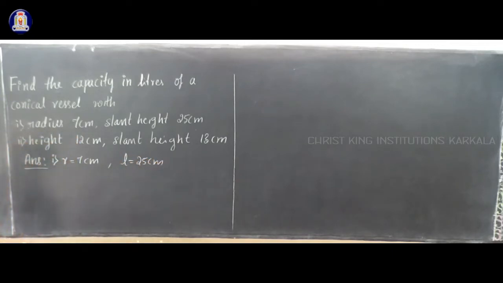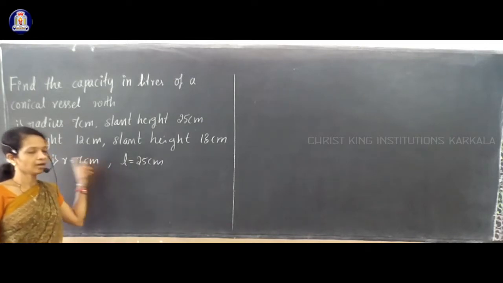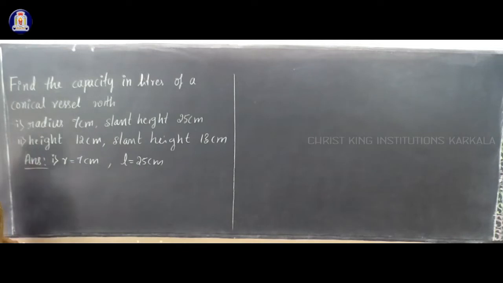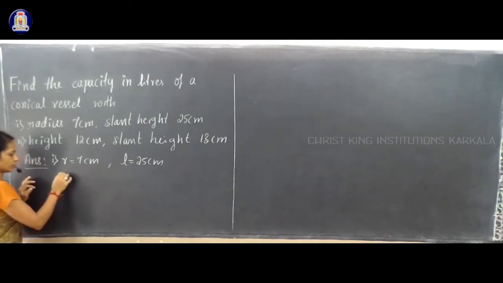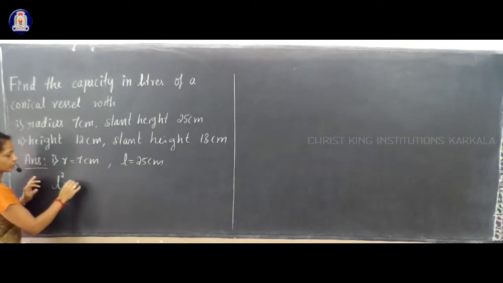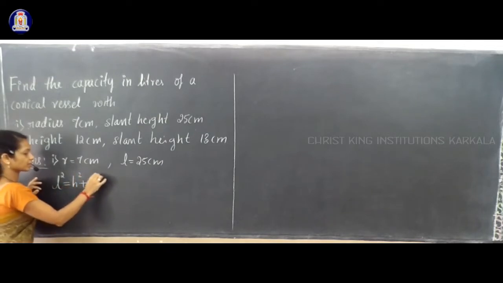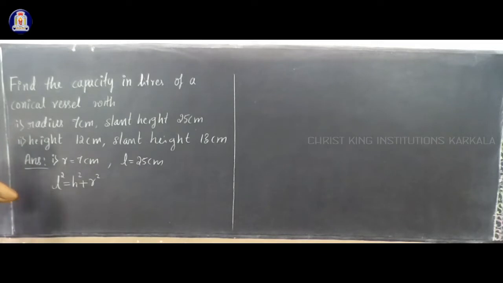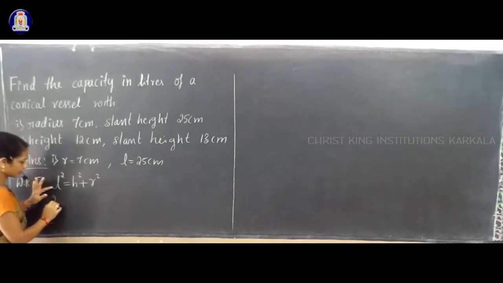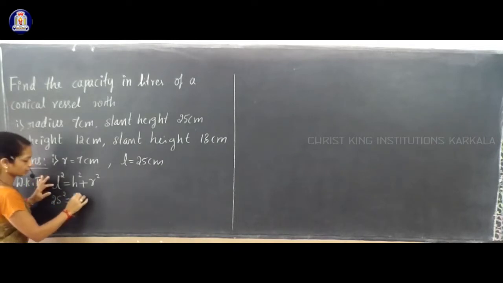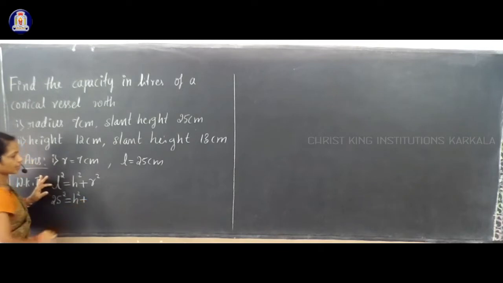The volume of a cone formula is 1 by 3 into pi into r square into h. We need h and r, but here L and r are given to you. H is not given, so you have to find h first, using this relation: s square is equal to h square plus r square. Using this relation we can get h. L is 25, so L square is 25 square, equal to h square, as we have to find that, plus r square.